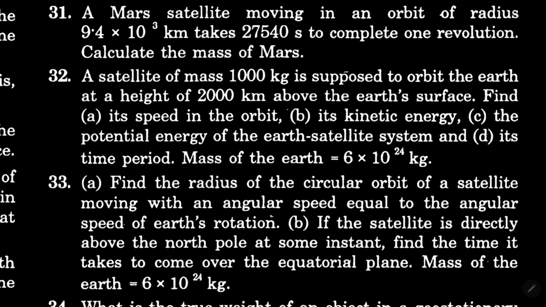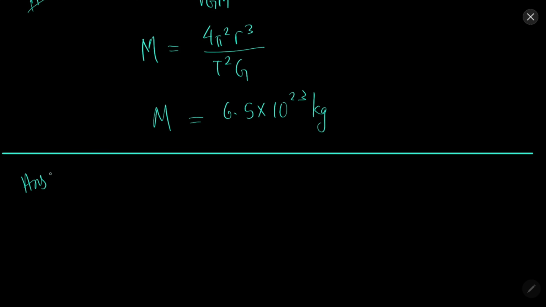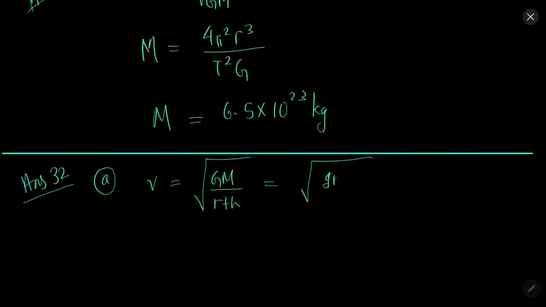In question 32, a satellite is given. We need to find the speed of the orbit, kinetic energy, potential energy and time period. Solution 32. A part. The speed is root of GM over r plus h, or it can also be g R square over r plus h.